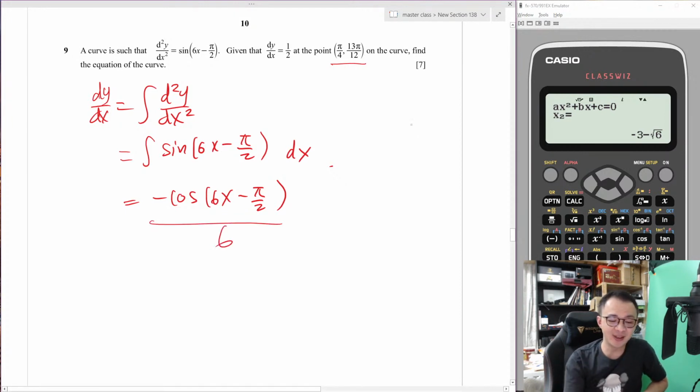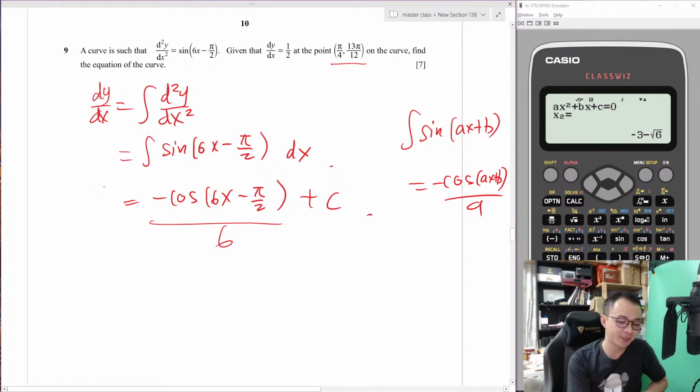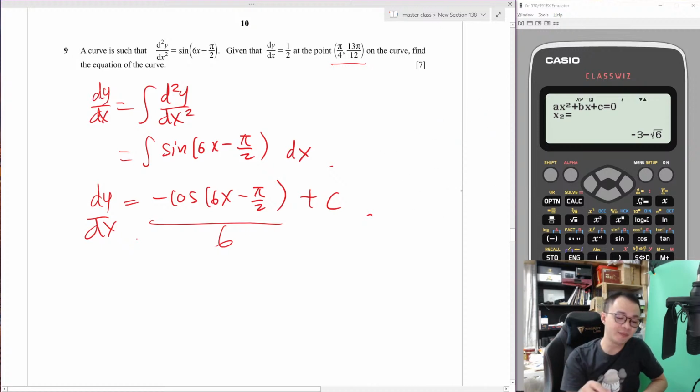Okay, so basically if you integrate sine ax plus b, you should get negative cos ax plus b divided by a, plus c. Okay, so this is what happened. Alright, then we know dy dx is equal to 1 over 2, because right now we want to find c. Okay, we want to find c.